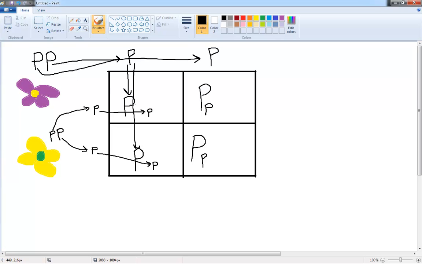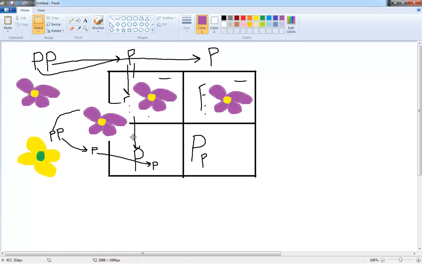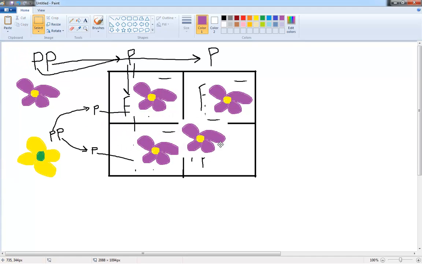Okay, because big P is dominant to the little p, all of these will have purple flowers. This one will be purple, this one will be purple, this will be purple, and that one will be purple. Right? That's how you do a Punnett square, and that's how you would determine what the phenotype, or what the expression of the gene, is going to be.